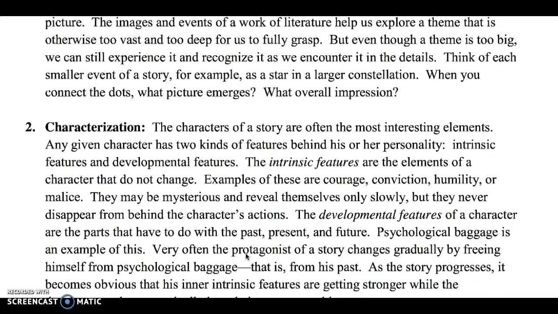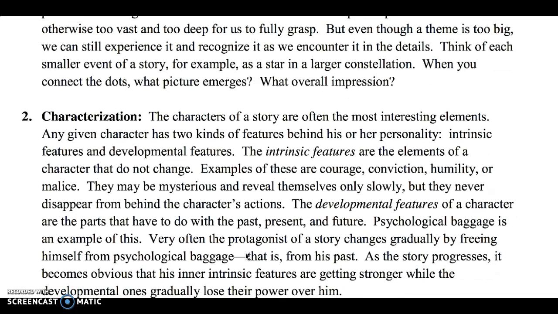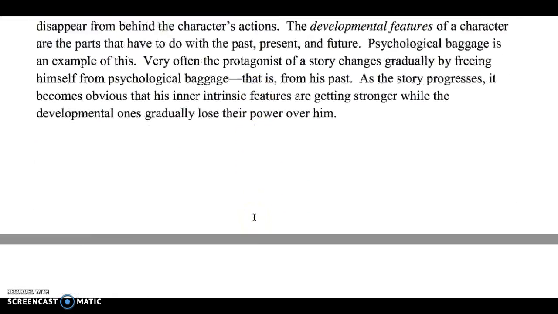One of my favorite parts to look at in a story is the characters, or sometimes the lack of characters. You want to look at what we'll go back and talk about later on, intrinsic features and developmental features. So intrinsic ones are things that don't change: courage, conviction, humility. The developmental ones deal with the past, the present, and future. So talking about psychological effects, protagonists, and that way.